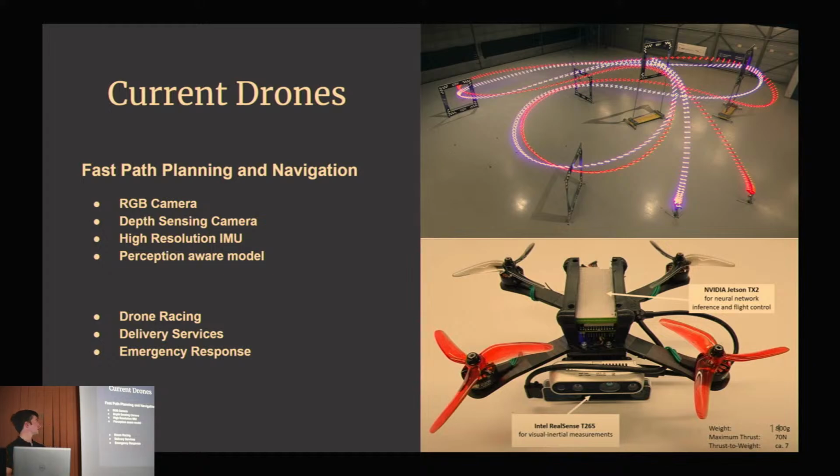And these drones have applications, of course, in drone racing, that's the sports side of the community, as well as delivery services and emergency response. The first usage of very rapid drones with advanced path planning and navigation is that people are currently trying to use them in, for example, emergency responses, helping ambulances, transferring blood, etc.